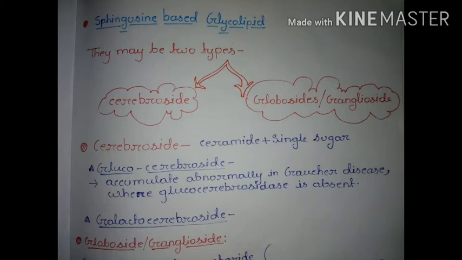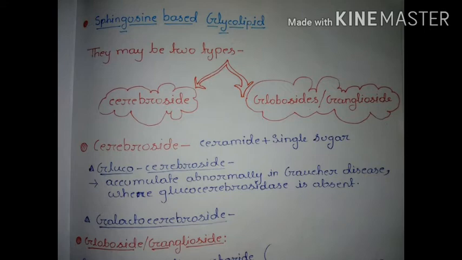So glucocerebroside, there is a disease that is associated with glucocerebroside, that is called Gaucher disease. It accumulates abnormally in Gaucher disease. What accumulates? Glucocerebroside accumulates abnormally in case of Gaucher disease, where glucocerebrosidase is absent. There is an enzyme in the lysosome that is called glucocerebrosidase.